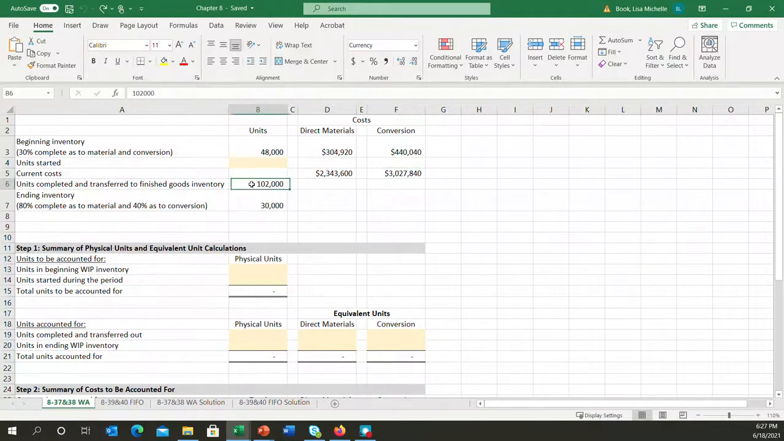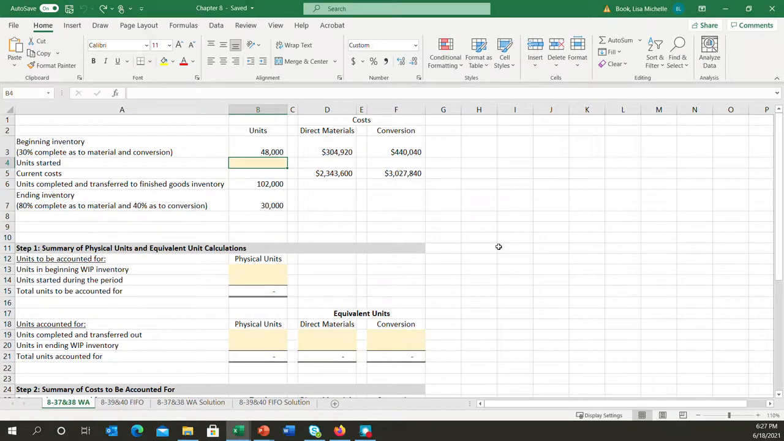We have 102,000 units transferred out and ending inventory of 30,000 units, and they are 80% complete with regards to material and 40% complete with regards to conversion. There is a piece of missing information. They didn't tell us how many units are started, but we can back into this.